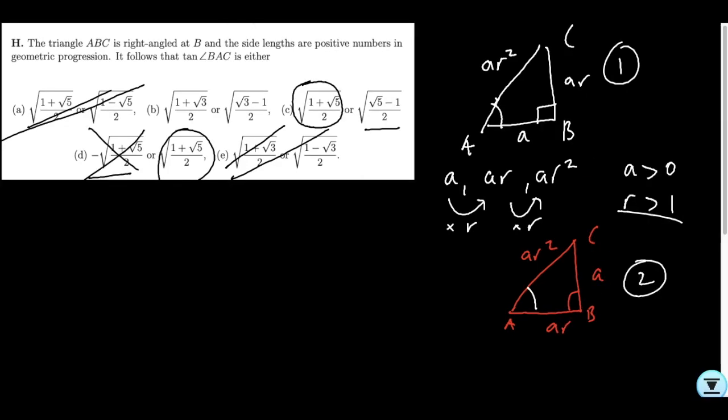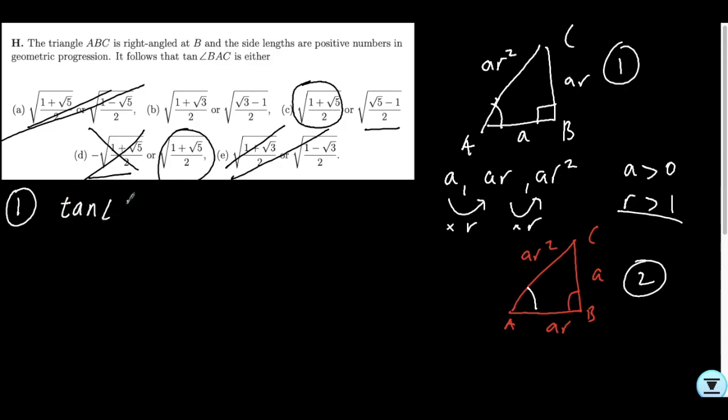But there is no requirement for AB to be A and BC to be AR. It could be the other way around. So we've got 2 possibilities. And those 2 possibilities correspond to the 2 possible solutions. We now have 2 possible situations which will give us 2 different values for tan of angle BAC.